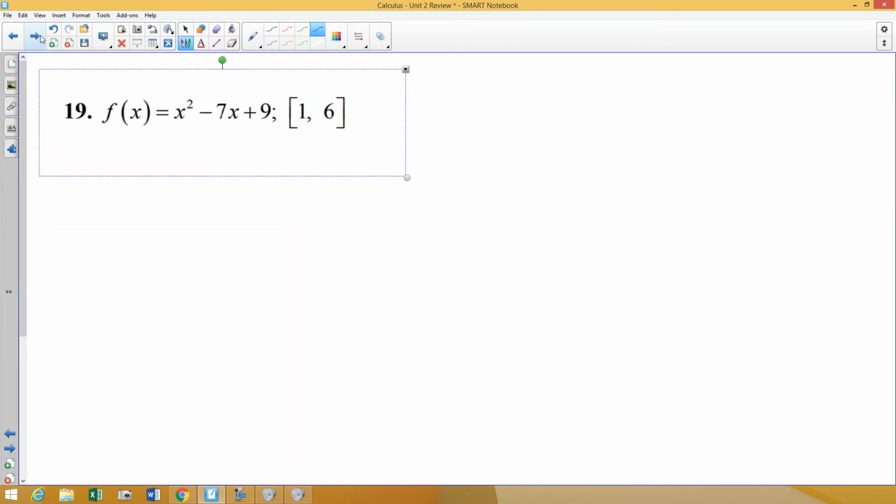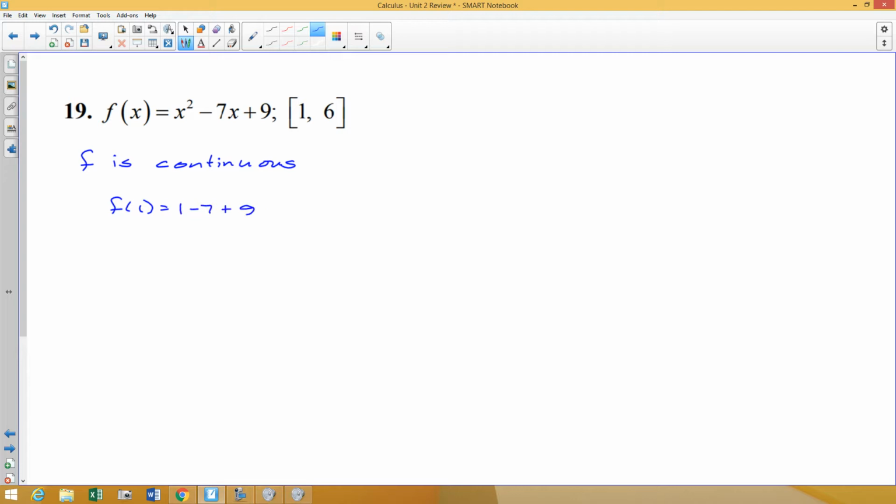Let's look at 19. Same question, but we're on the interval 1 to 6. I'm going to first make a note that f is a continuous function. This is a parabola, so no discontinuities, which opens the door to using the intermediate value theorem. So f of 1 is 1 squared minus 7 times 1 plus 9, which is -6 plus 9, which is 3. F of 6 is 6 squared, which is 36, minus 42 plus 9. 36 minus 42 is -6, plus 9 is also 3.